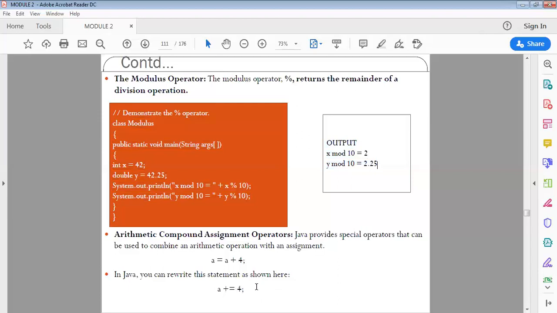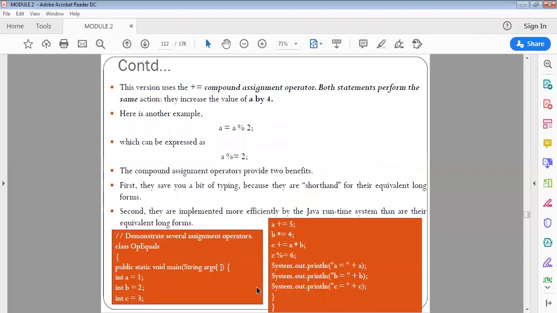This is called an arithmetic assignment operator. So plus equals is called a compound assignment operator. It performs the same action; it increases the value of a by 4. Here is another example. On the assignment operator, on left you have a, on right also you have a, which can be expressed as a percent equals 2. The compound assignment operators provide two benefits. They save you a bit of typing because they are shorthand. Second, they are implemented more efficiently by the Java runtime than their equivalent long forms.